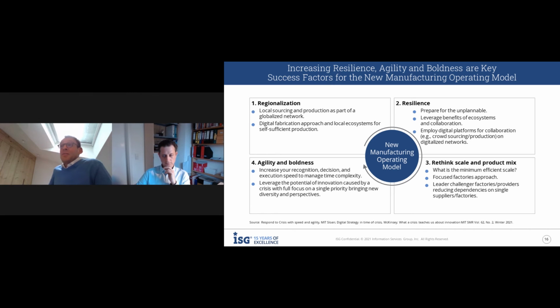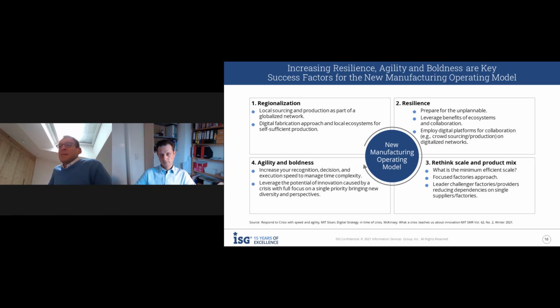Resilience was there before, but now it really became important, especially related to production and supply chain topics. So, to say, prepare for the unplannable. And companies that succeeded in doing this are now in a much better position than others. Rethink scale and product mix. Very important topic, closely related to distributed micro-manufacturing. Really talking about things like a focus factory approach, leader and challenger factories. There are many ideas on how to address this.